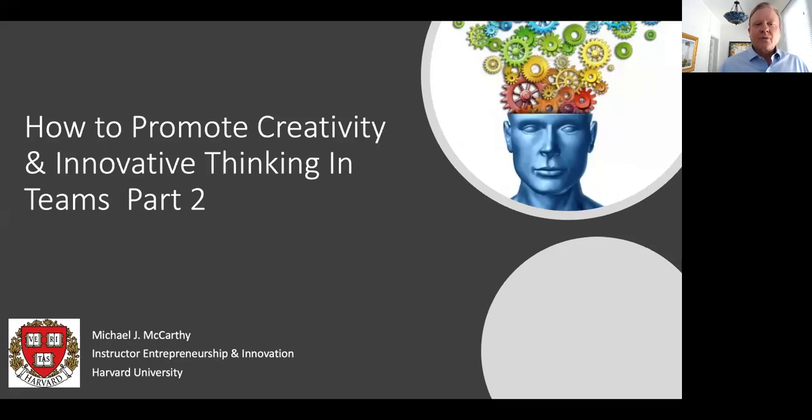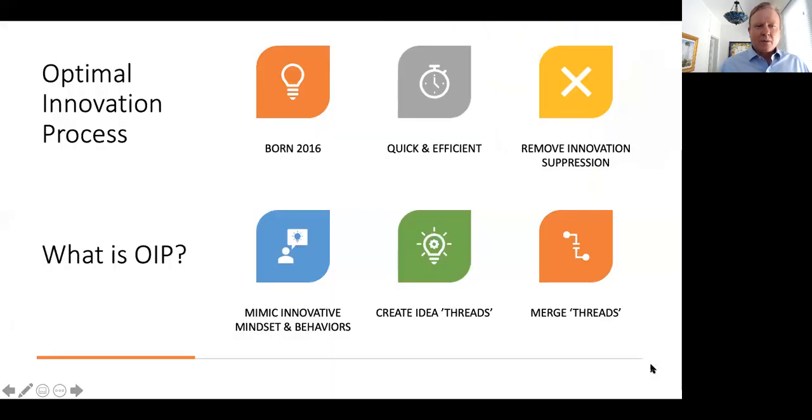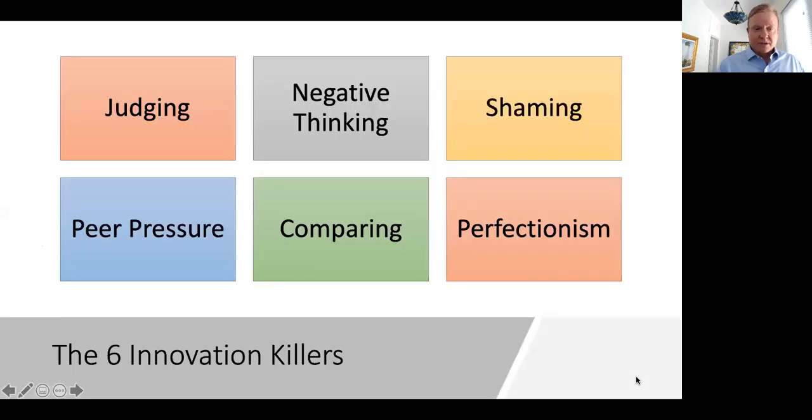Part two, how do we promote creativity and innovative thinking in teams? Let's just do a brief review. Again, in 2016 at Harvard University, I created the optimal innovation process, which helps teams be more creative with brainstorming. It's quick and efficient. It gets rid of innovation suppression because we live in societies where there's lots of rules and that suppresses innovation. We are mimicking high performance teams and how they behave. As team members, we will be creating idea threads, which is basically taking one little idea out of several ideas that all the members contribute, and then we merge those ideas together in what we call threaded merges.